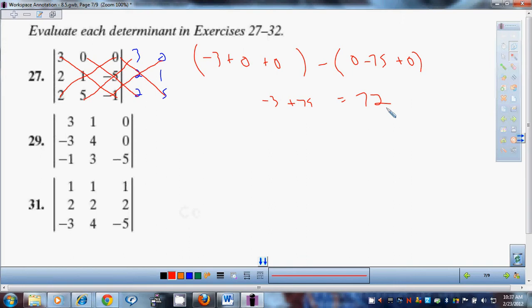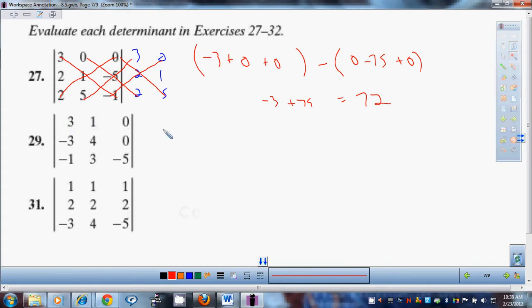Okay, the other method, which I will do for number 29. Yes, 72 is the answer. 29, I'll do the other way. Here's the other method. Okay, you always go across.